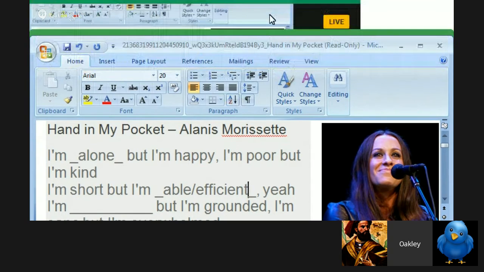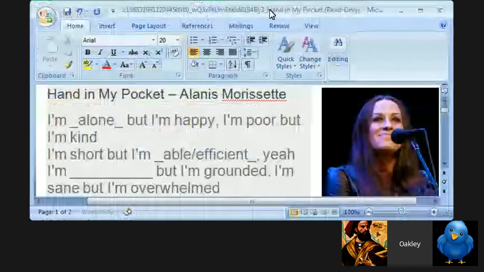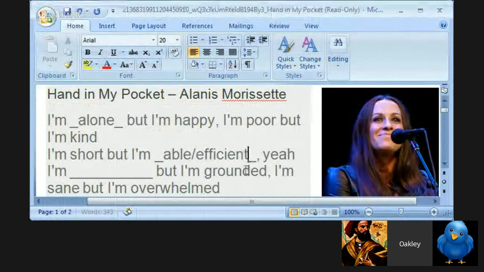Two syllables or three syllables? I'm short, but I'm able. Yeah, I would agree. The three syllables kind of throws off the rhythm a little. Let's go with that. What kind of word is able? Interesting word choice.